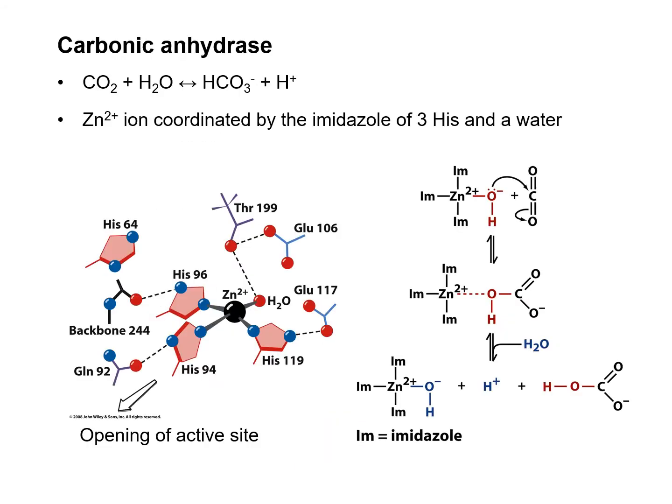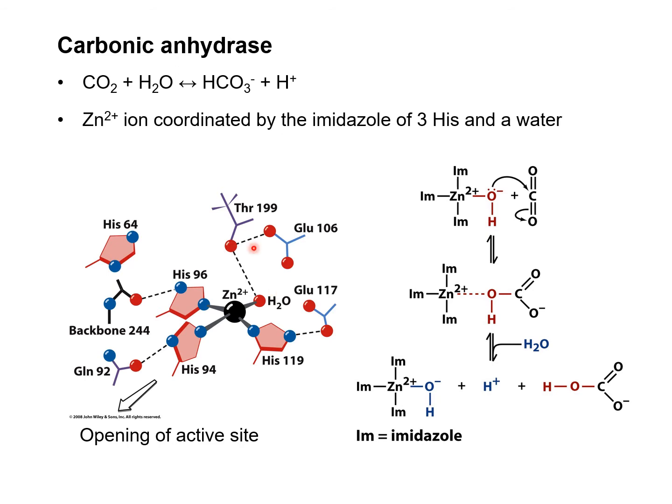And an example of the metal ion catalyst is carbonic anhydrase, which catalyzes this reaction, where the reactants are carbon dioxide and water molecule, and the products are bicarbonate and hydrogen cation. And here especially the zinc ion is used, which is coordinated by 3 imidazoles of the 3 histidines that surround this zinc ion, as well as a water molecule in the active site.